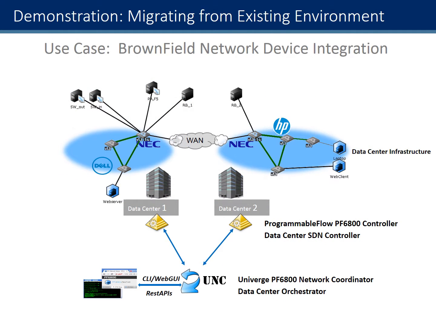The use case to demonstrate today is to show how to configure and provision a data center network through the Data Center Orchestrator to migrate an application dependency map from brownfield to SDN Fabric.